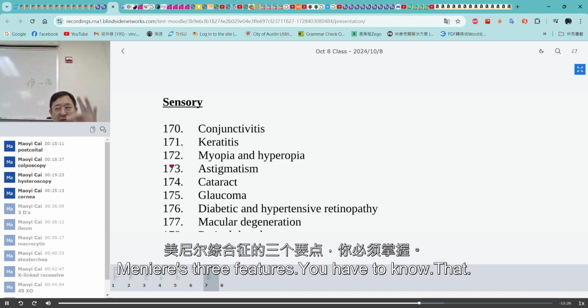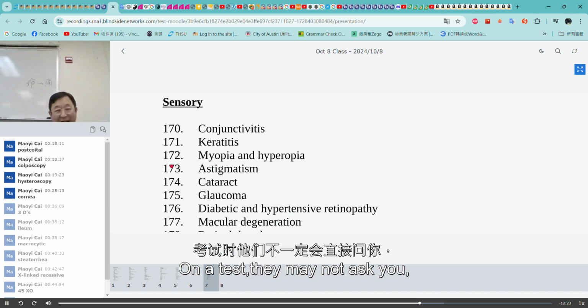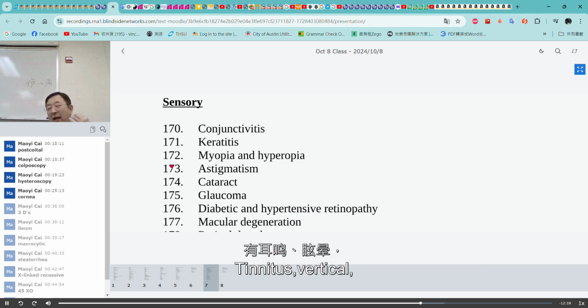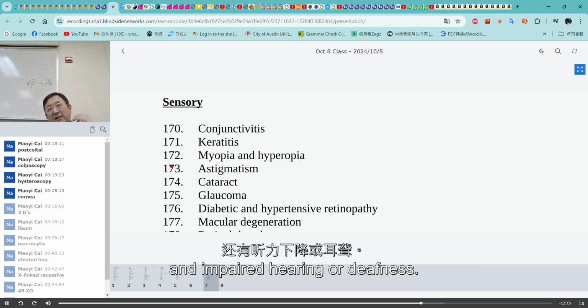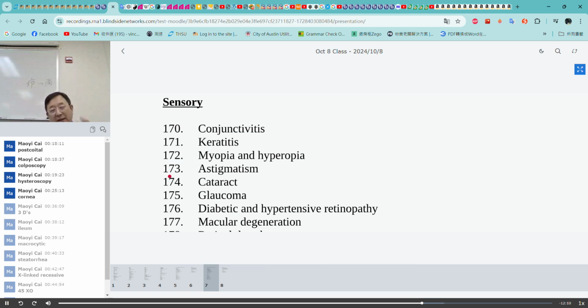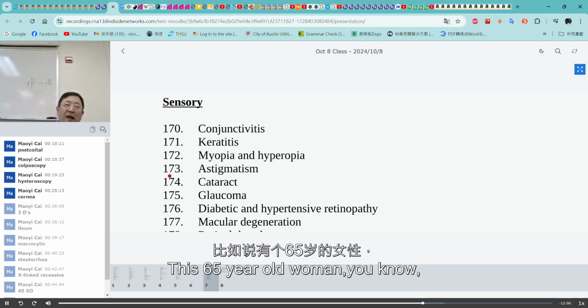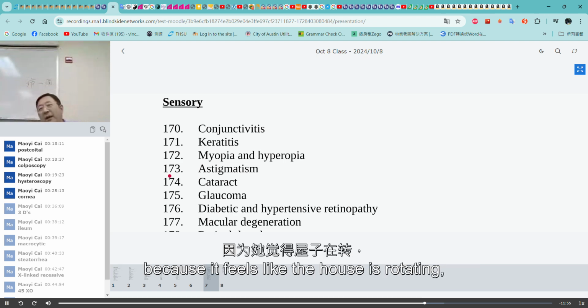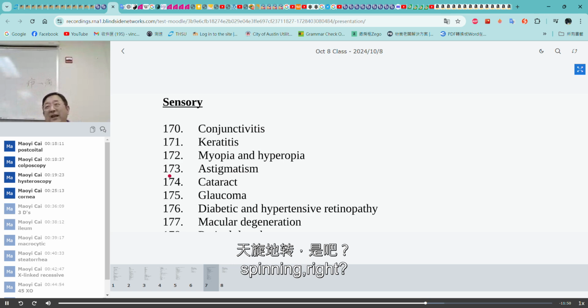Okay, Meniere's three features. You have to know that. On the test, they may not ask you what the characteristics of Meniere syndrome are. You all remember, right? Definitely tinnitus, vertigo, and impaired hearing or deafness. That's so easy. You know what they do? They give you a case. This 65-year-old woman comes to see you, with episodes of almost falling because it feels like the house is rotating, spinning, right?